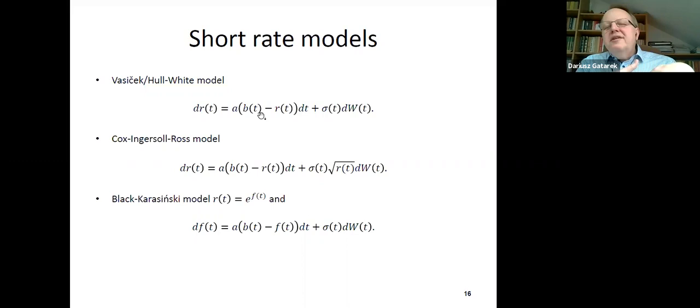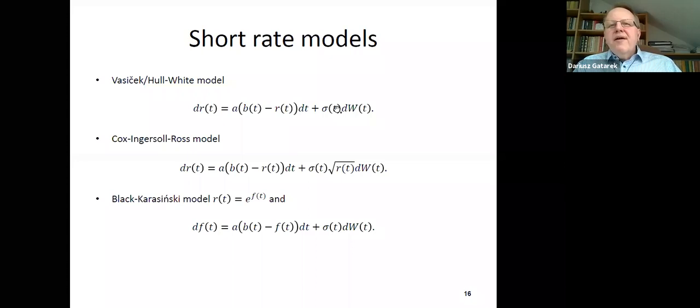And that procedure in numerical methods is separated from fitting the model to option prices. So first we fit the B to the initial yield curve, and then we fit sigma to option prices. So that is it.